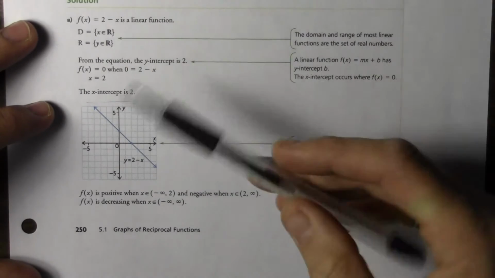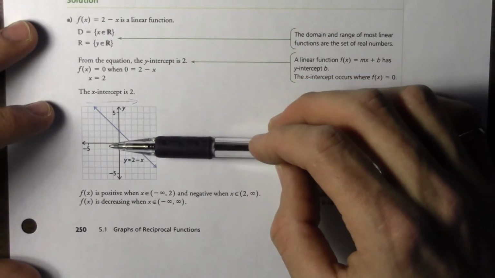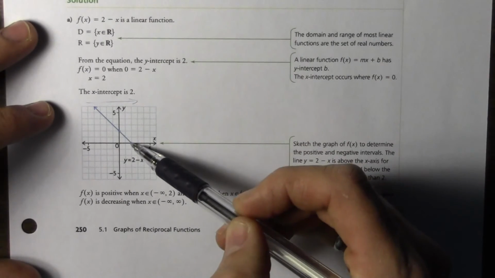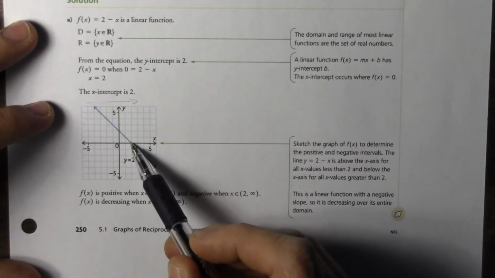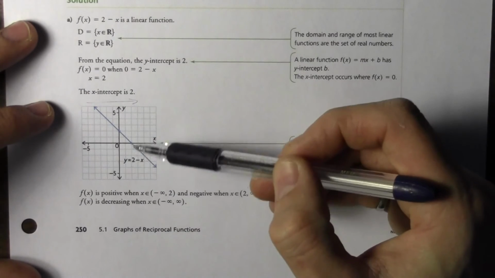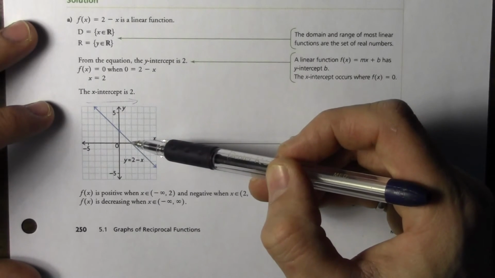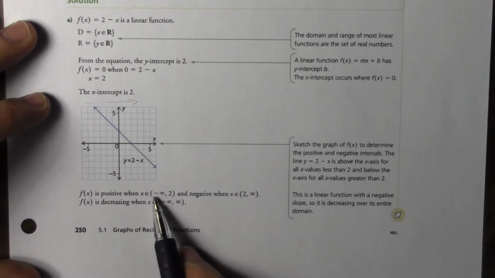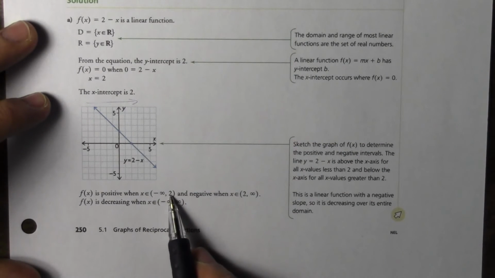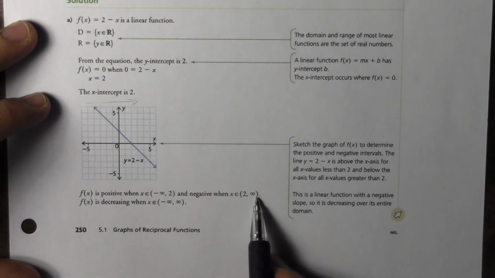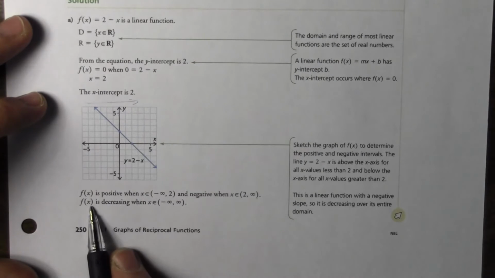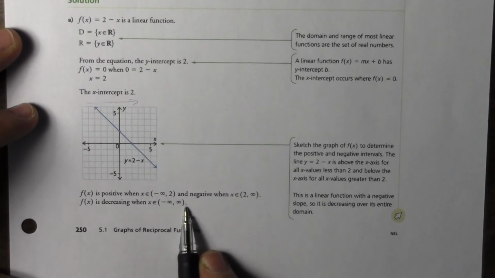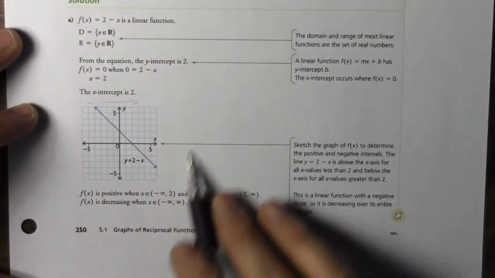Our positive and negative intervals is actually the values of y. They're positive when x is less than 2, and they're negative when x is greater than 2. Okay? And so we can also display that as positive from negative infinity to 2, and negative when 2 to positive infinity. And finally, the decreasing intervals, it's always decreasing. So from negative infinity to infinity. Any questions with this part?